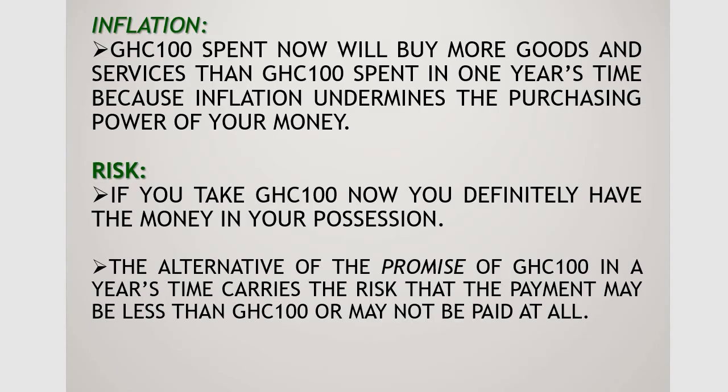We have the risk. The risk can be that in a year's time I won't get my money, or in a year's time I'll come back and you give me a long explanation because of this and that. That's the risk. So because of this risk, I will prefer to take the 100 cedis now. So these three factors, that is the inflation, risk, and time, are important factors that affect your decision making as the value of money changes over time. Please, hope you are getting it.